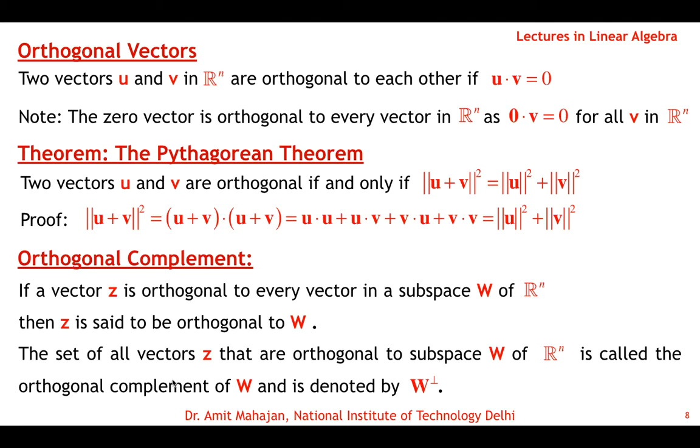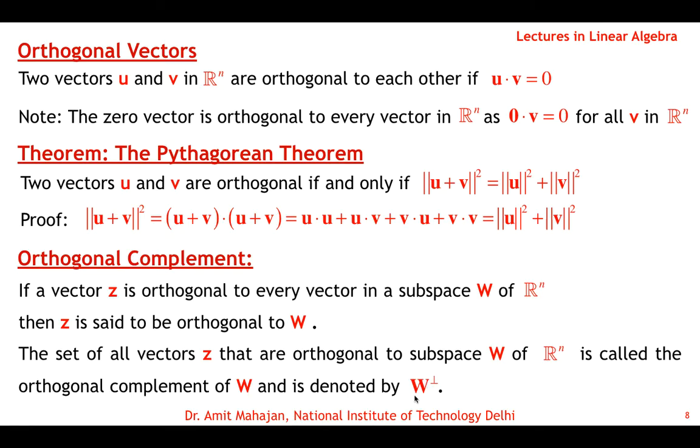The set of all such vectors z that are orthogonal to the subspace w of Rn is called the orthogonal complement of w and is denoted by w perpendicular. So all the vectors which are orthogonal to this subspace form a set, and that set is called the orthogonal complement of w, denoted by w perpendicular.